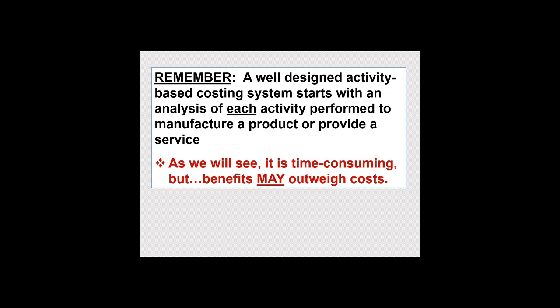So we're going to work a more comprehensive problem, but what we want to remember is that we start with an analysis of every activity performed to produce a product or a service, and then we will allocate based on consumption of resources. This is time consuming, but it may be beneficial. We'll work a longer problem, a more comprehensive problem, next time. See you then.